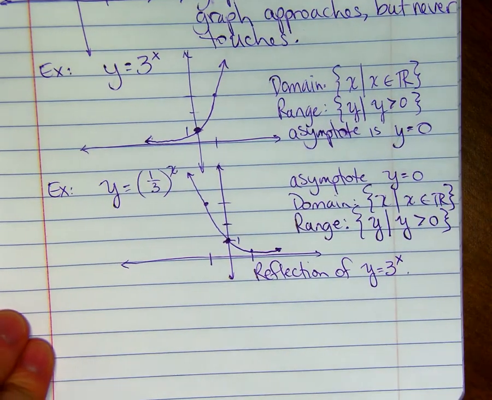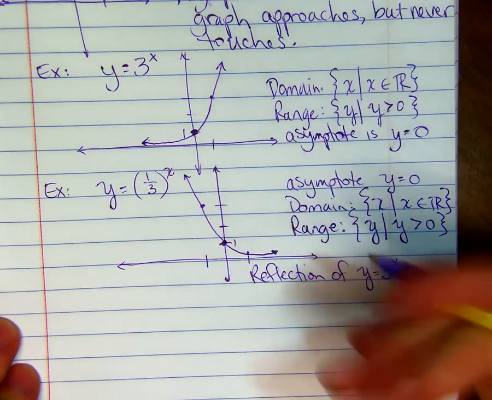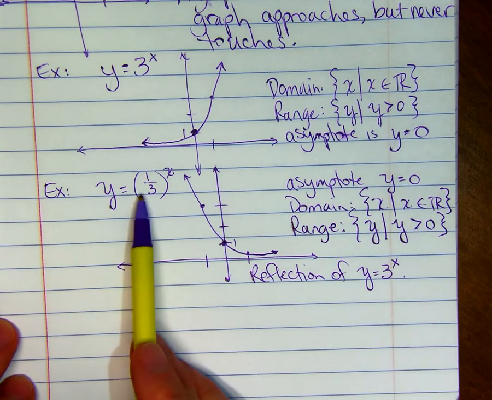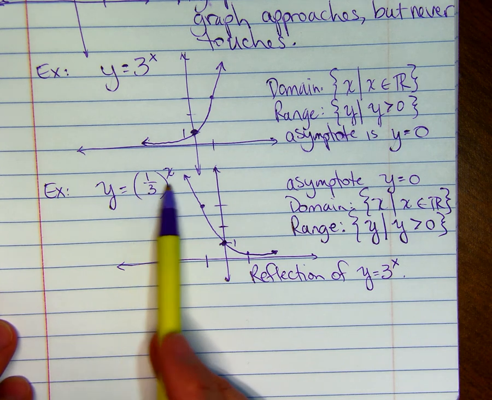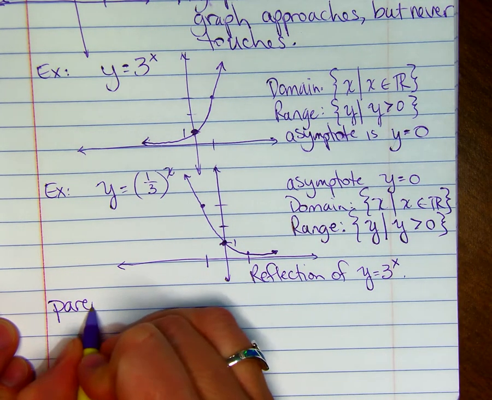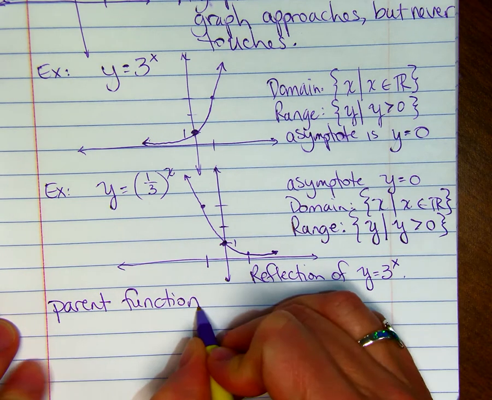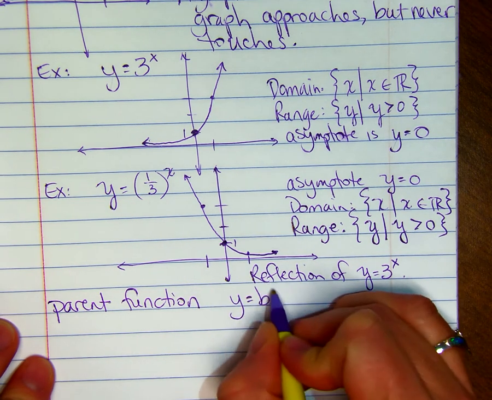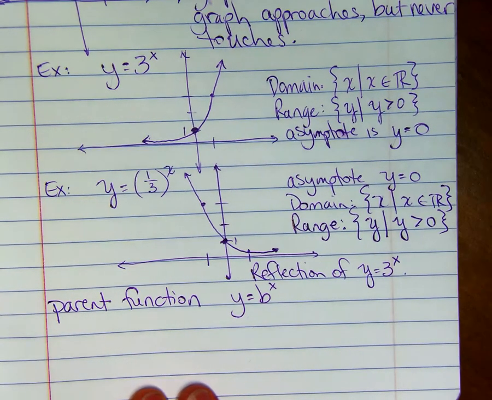So we're going to talk about the parent function and how the different values will change what it looks like. We already saw that if b is less than 1, if it's a fraction, it's going to be a reflection. So we're going to talk about all the different graphs and how they're going to look. The parent function is y equals b to the x. That means a is equal to 1 in the parent function.